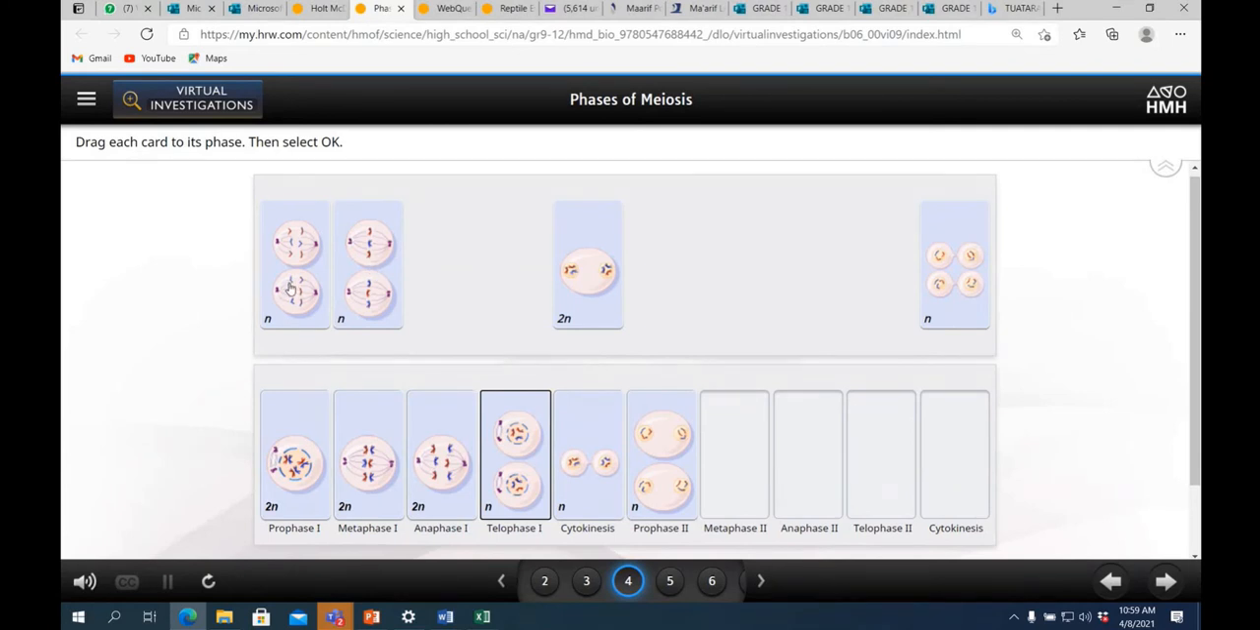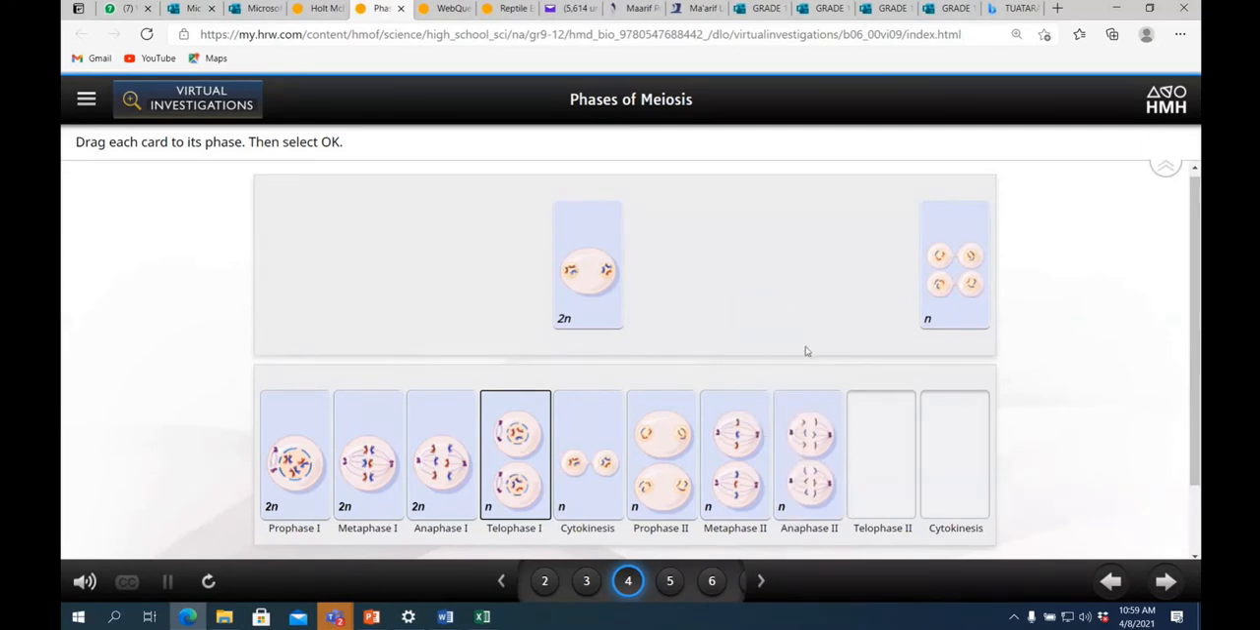Or this one? The second one, wherein the spindle fibers are aligning the chromosomes at the cell equator. And then is this true for anaphase 2? This one? Yes. Perfect. And finally, in telophase 2, we can see the formation of 4 unique haploid cells.